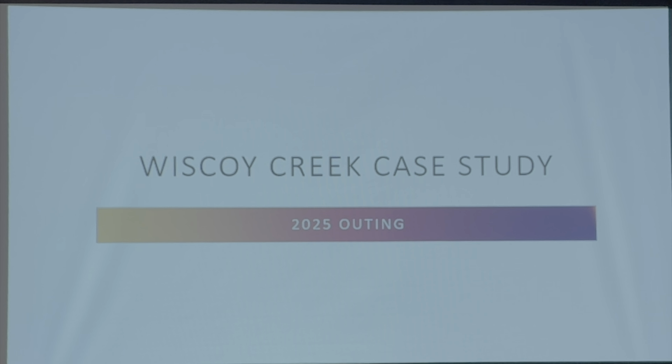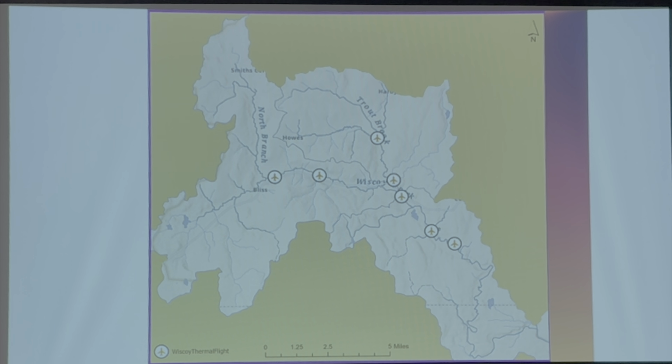So now we get into the Wiscoy Creek study itself. I flew multiple locations on the watershed, starting in Bliss. I had 2 flights in Bliss, and then I worked my way down to the town of Pike, took a detour, flew Trout Brook, and then worked my way further down the watershed all the way to the Great Cabin area.